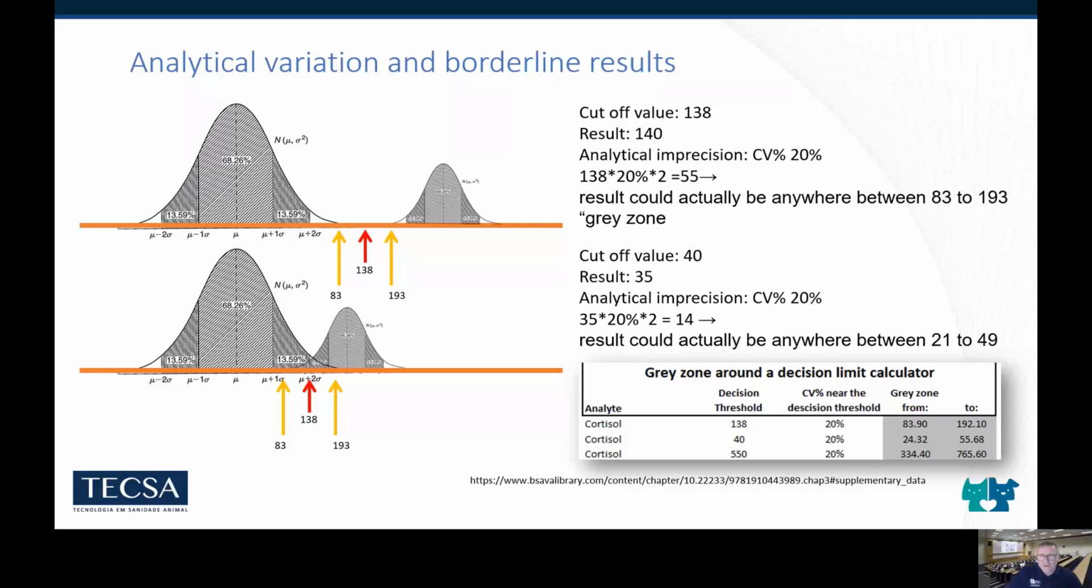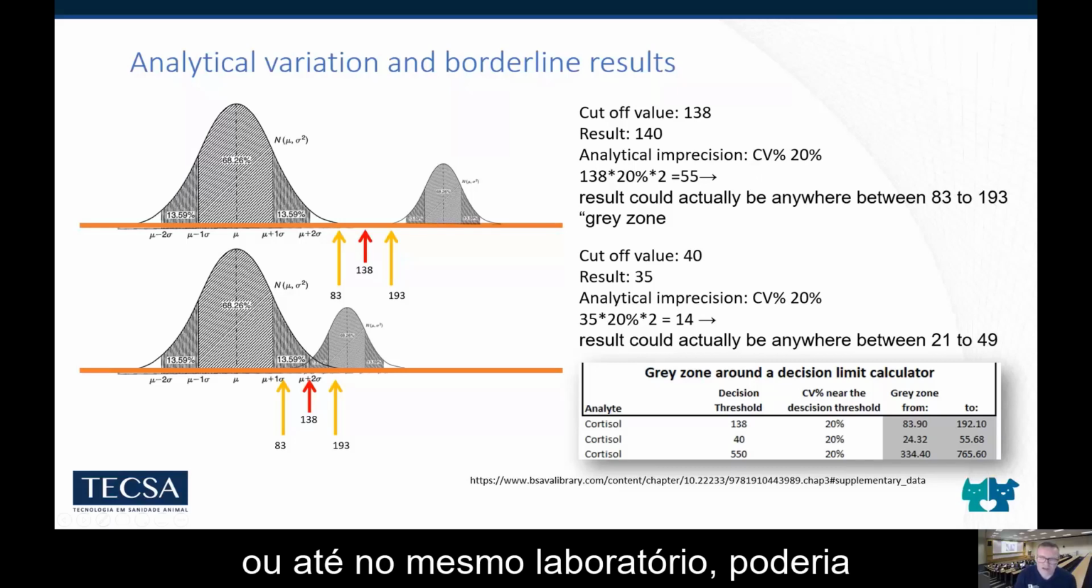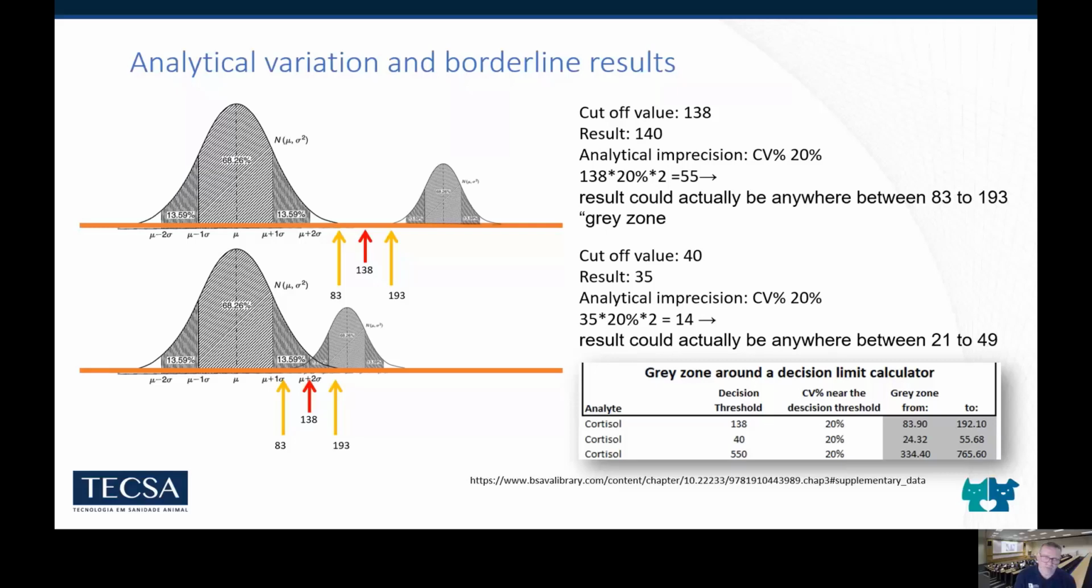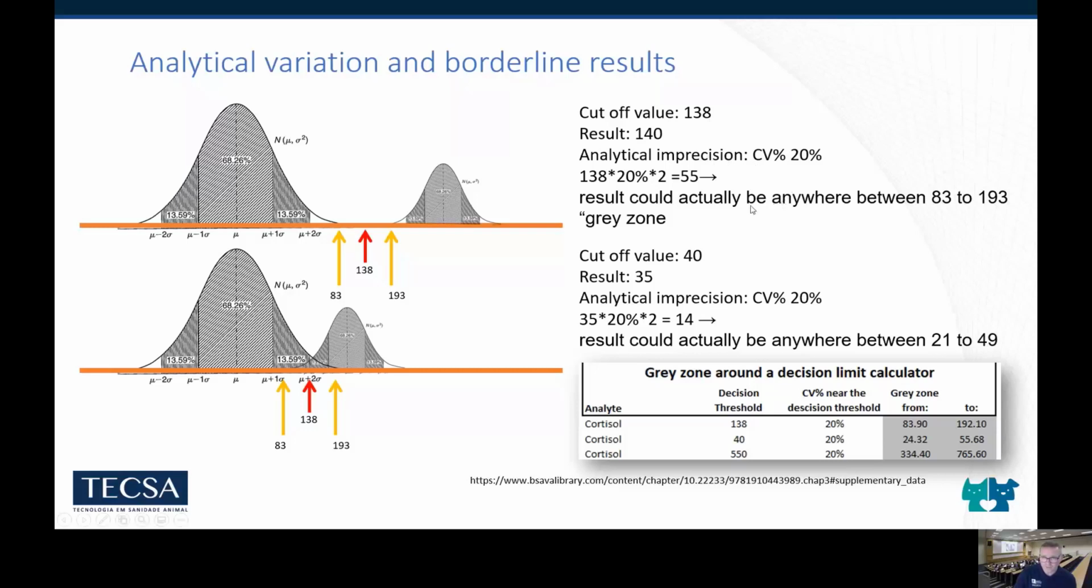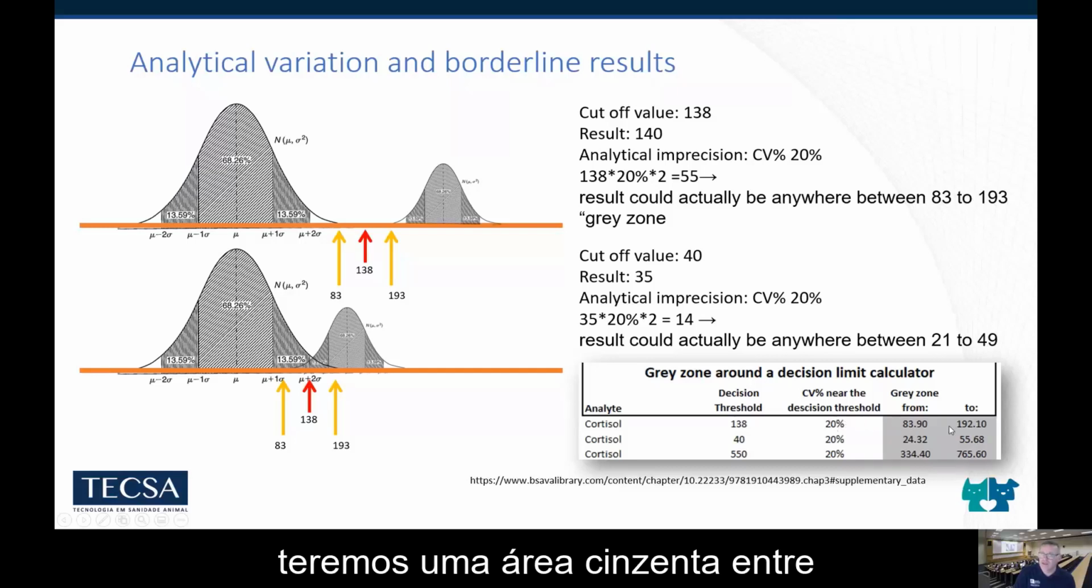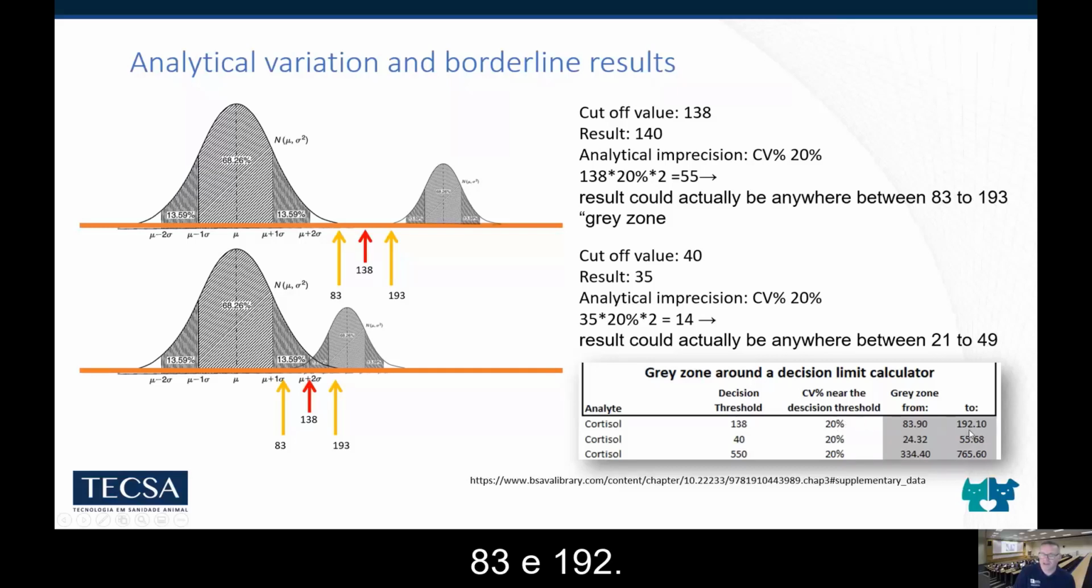And from some of the work that's available, I get the impression that our coefficient of variation, at least between labs, even not within a lab, could be as high as 20%. And so if we were using a textbook cutoff value or a journal article cutoff value, for example, 138 as a journal article cutoff value, then if that's got a 20% coefficient of variation in the method that we're using, then that means we've got a grey zone that's anywhere between 83 and 192.